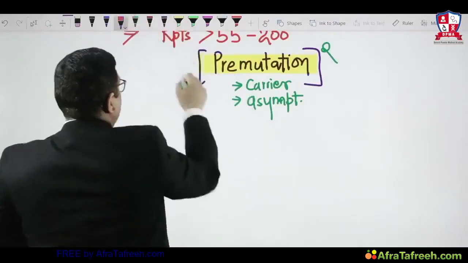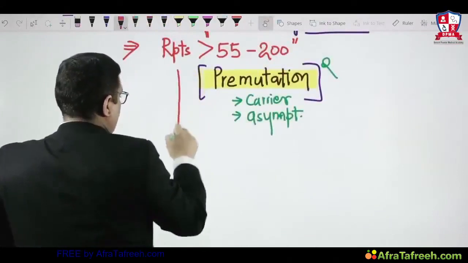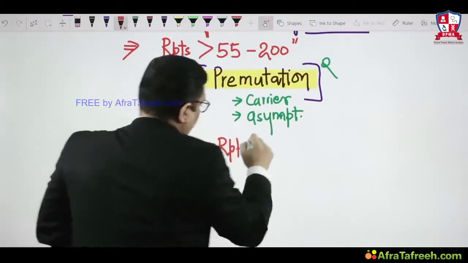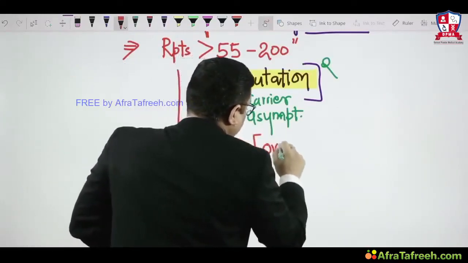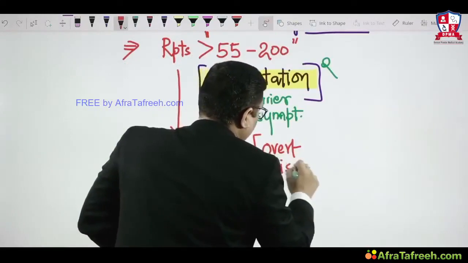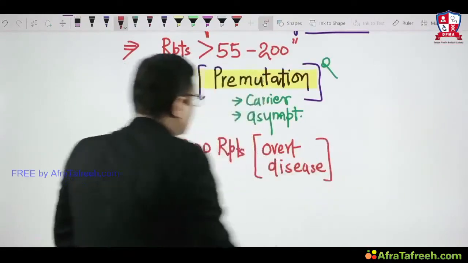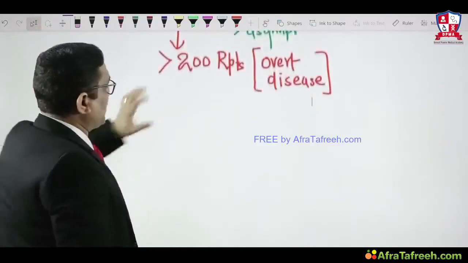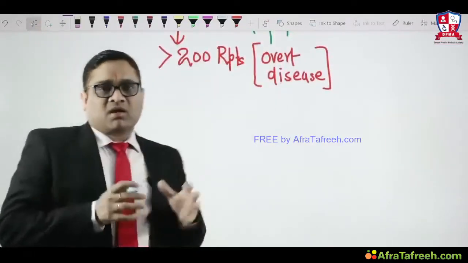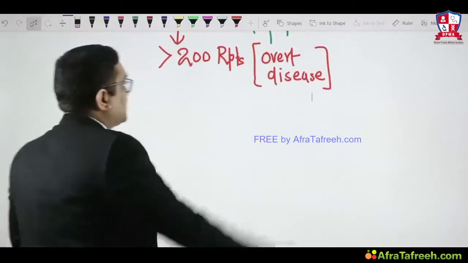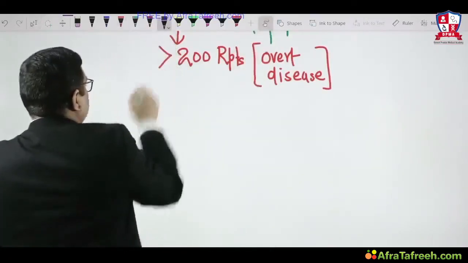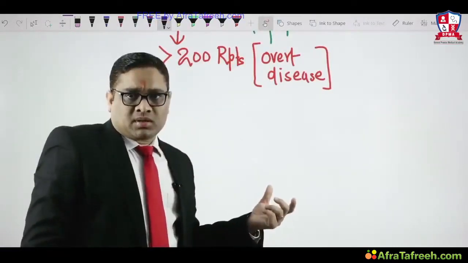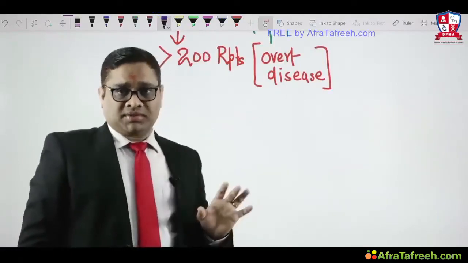So when the number of repeats is more than 200, more than 200 repeats will be responsible for overt disease, right? So overt disease will be expressed when the number of repeats is more than 200. There will be a clear-cut disorder in this kind of patient, right? So now we are observing one important thing. When the number of repeats is increasing, the severity of the disorder is also increasing, right?